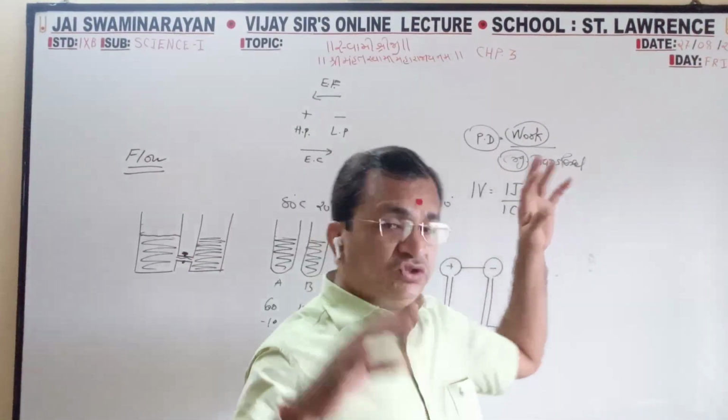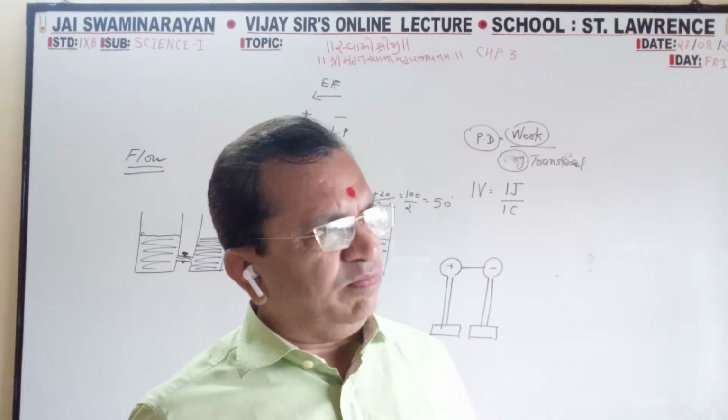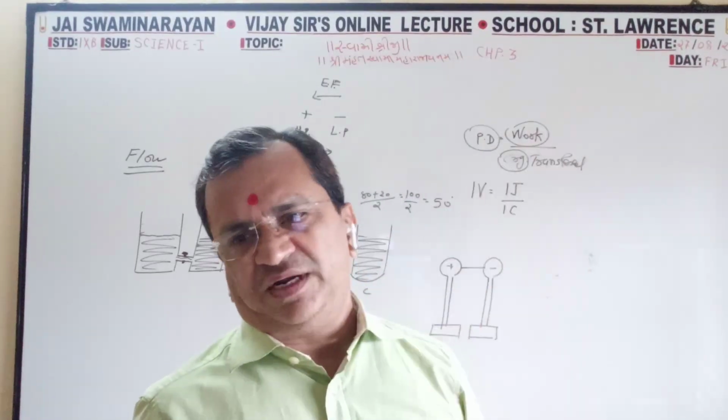Reverse: 1 joule of work is done when 1 coulomb passes, or when 1 coulomb passes, at that time 1 joule of work is done.